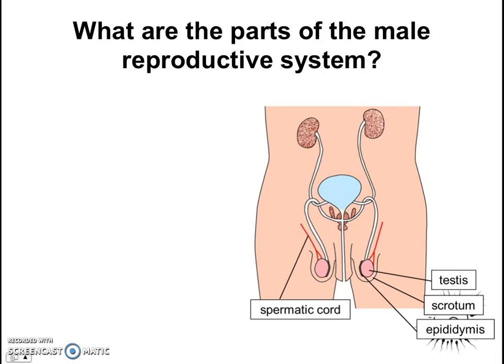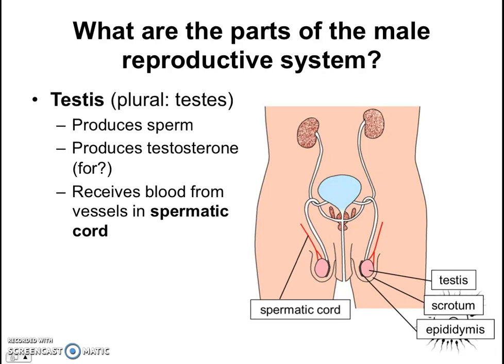Alright, so first we look at the testis, or what you guys like to call the balls. Alright, but let's be more scientific here. So this is a testis, the plural is testes, and together the testes produce sperm, that's the very important function, and secondly they also produce the male hormone testosterone, the male sex hormone testosterone. For what? Well, testosterone is important for many things in men, but one of the things is the development of certain secondary sexual characteristics at puberty.